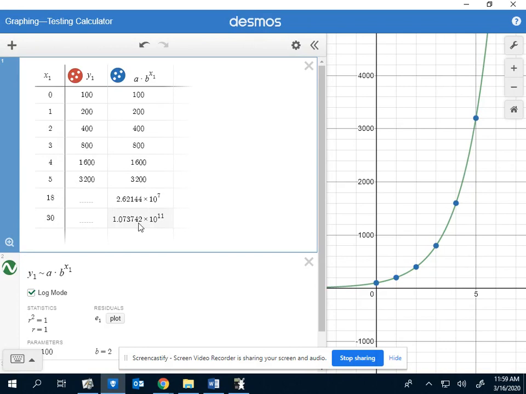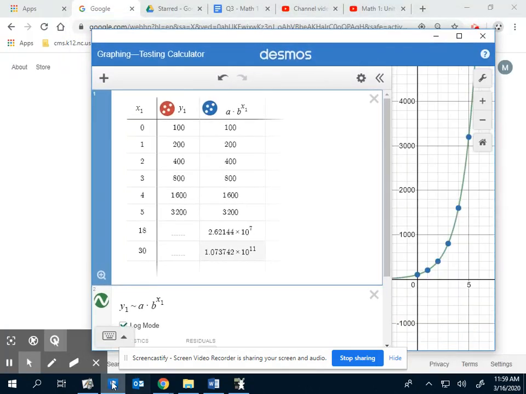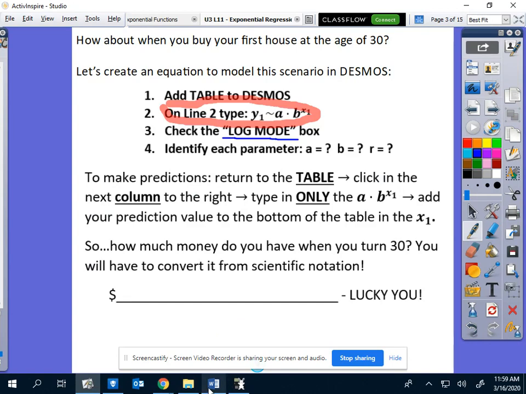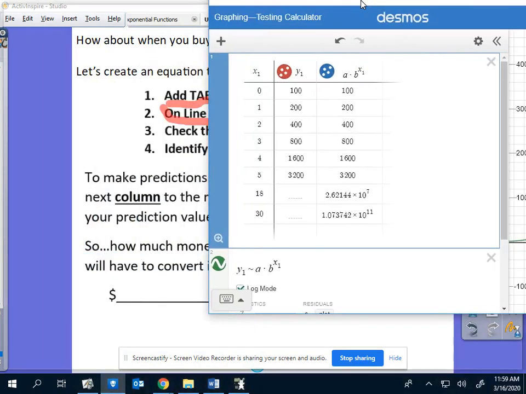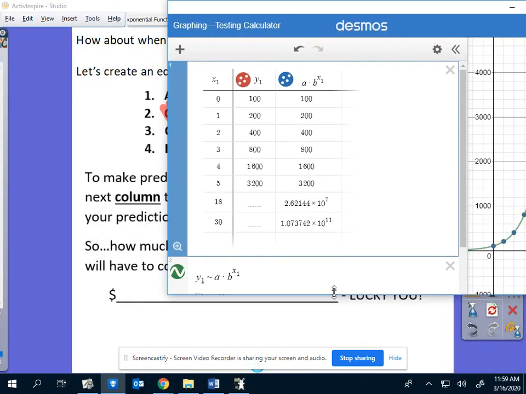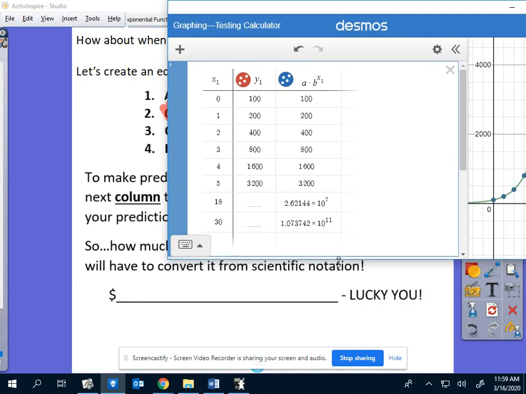Okay, so I've got it here on this screen, and you can see we're at 1.07 and so on, times 10 to the 11th power. So what I want you to think about is what that number would be if we were to actually write it out. I'm just going to approximate, but let me get this a little smaller so you can see what I'm talking about.